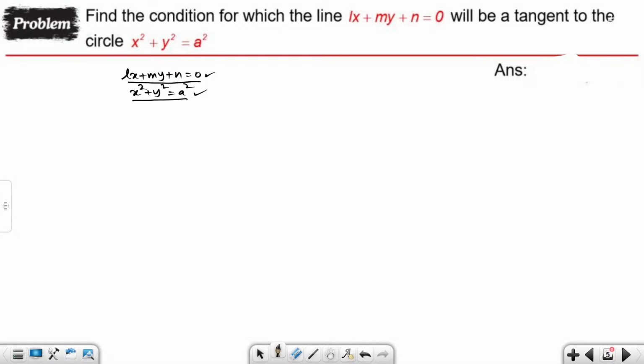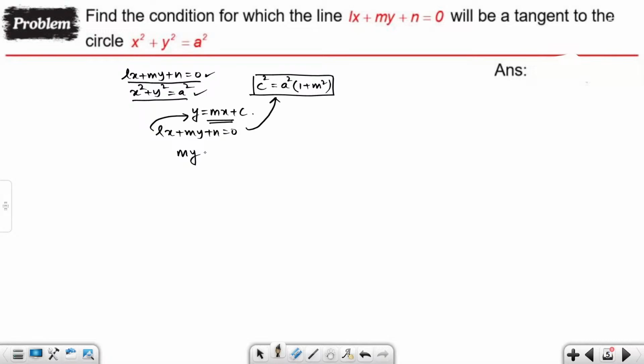Here we will directly apply the formula. The condition is c square equals to a square into 1 plus m square. That is the condition that we have learned. But when this condition is applied, when we are having the equation of the tangent in this form, be very careful about it. The form of the line was y equals to mx plus c. So in this case, we have been given Lx plus my plus n equals to 0. So if we really want to use this formula, we have to convert this line in terms of y equals to mx plus c. So that's exactly what I'm trying to do.